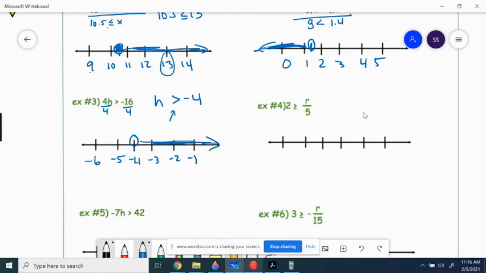All right, example 4, we have 2 is greater than or equal to r over 5, or r divided by 5. So if I want to undo this operation, I do the inverse operation and I multiply by 5.